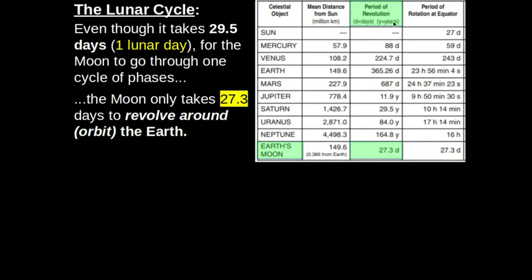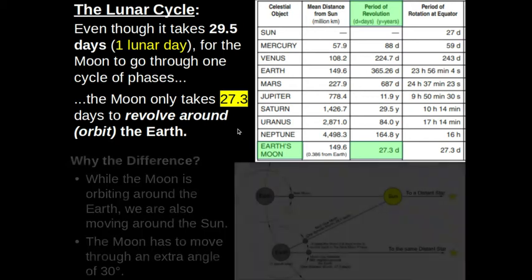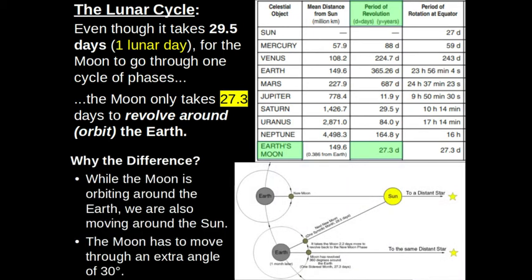So this column over here is called period of revolution. It tells you how long it takes each of these objects to get around the sun. Except for the Earth's moon, this is telling you how long it takes for it to get around the Earth instead. So 27.3 days to do one orbit, but it takes 29.5 days for us to see one full cycle of phases. So why the difference? Why does it take an extra day and a half or 2 days?